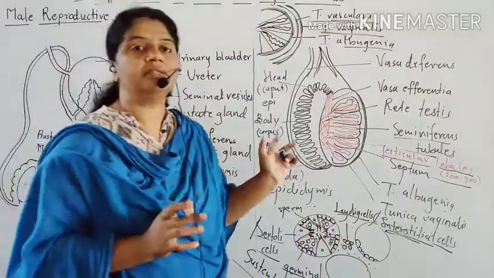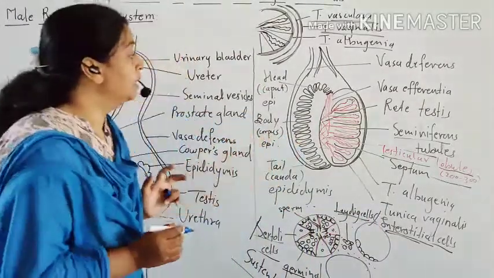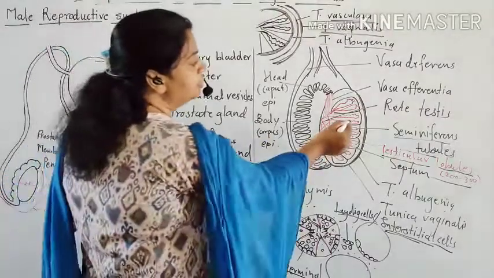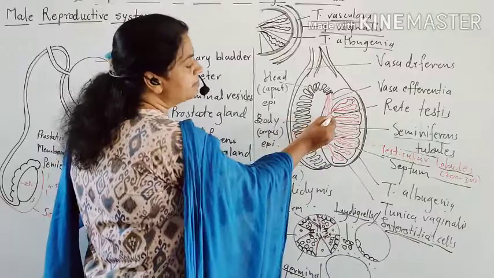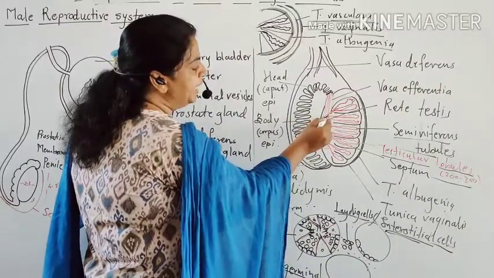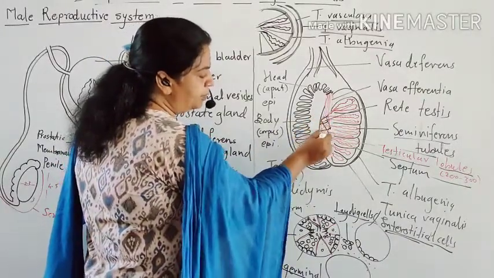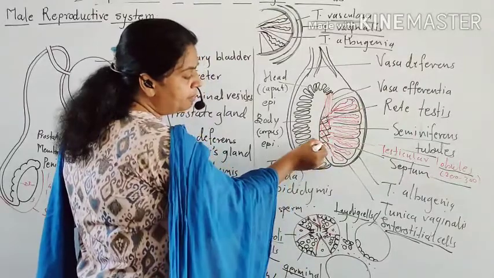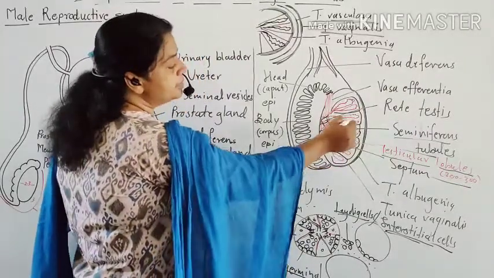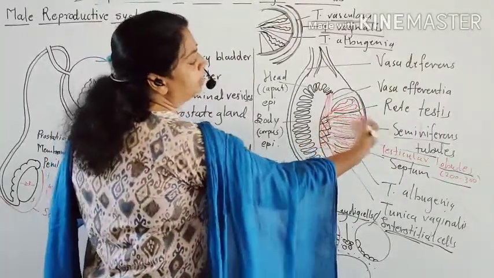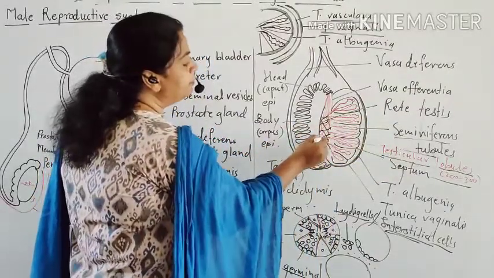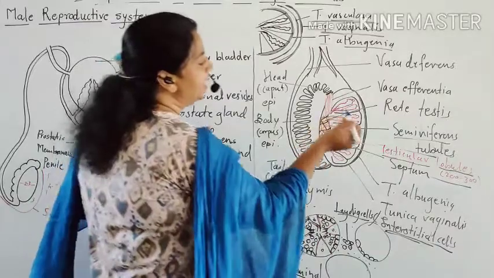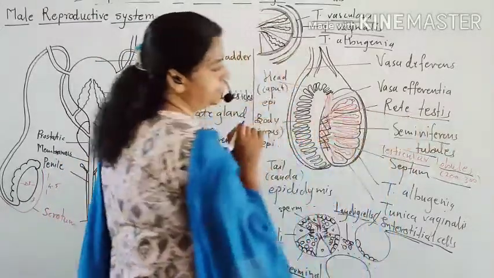This is the internal structure of testes. These seminiferous tubules, when they go to the posterior side, become straight and form a network. This seminiferous tubule is highly coiled on the anterior side. When it goes to the posterior side, it forms a network called rete testis.